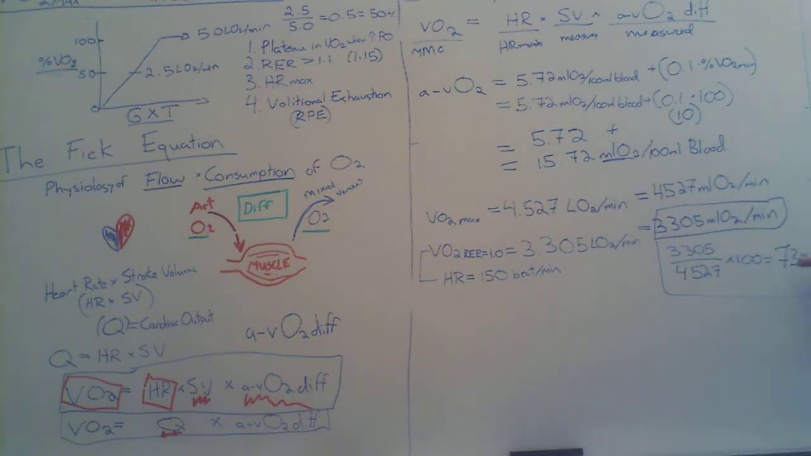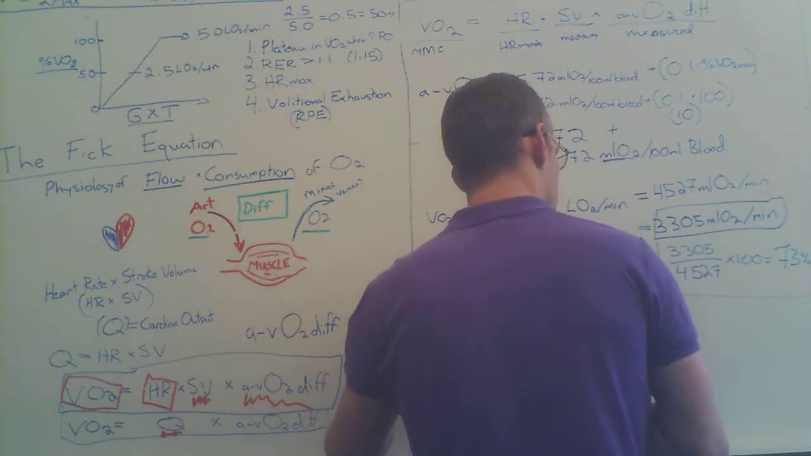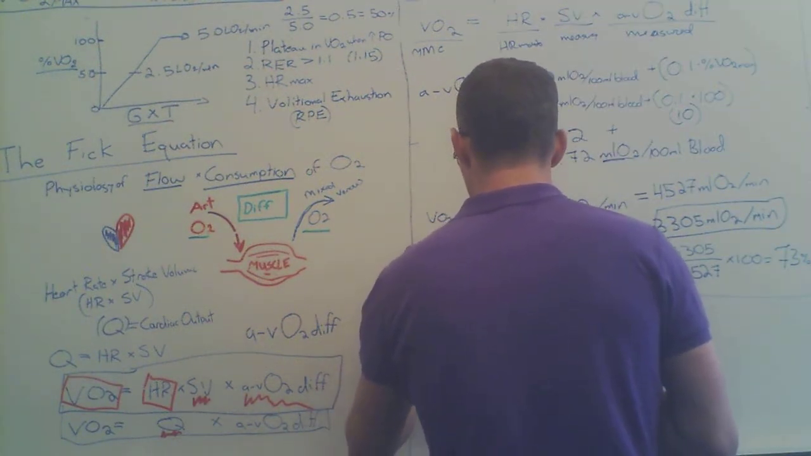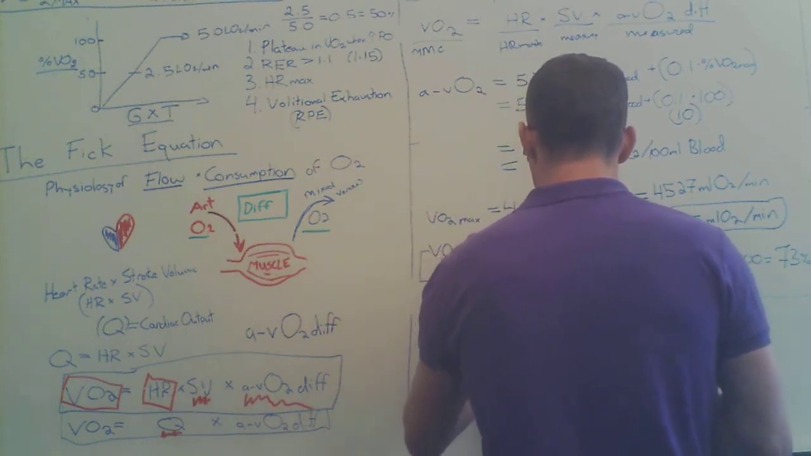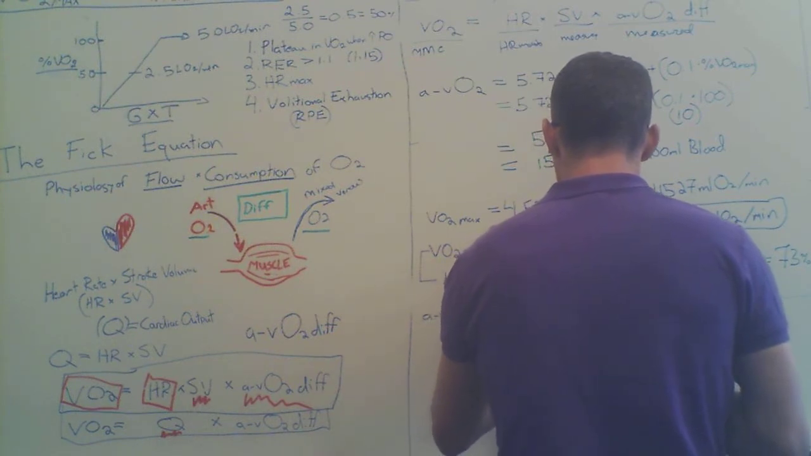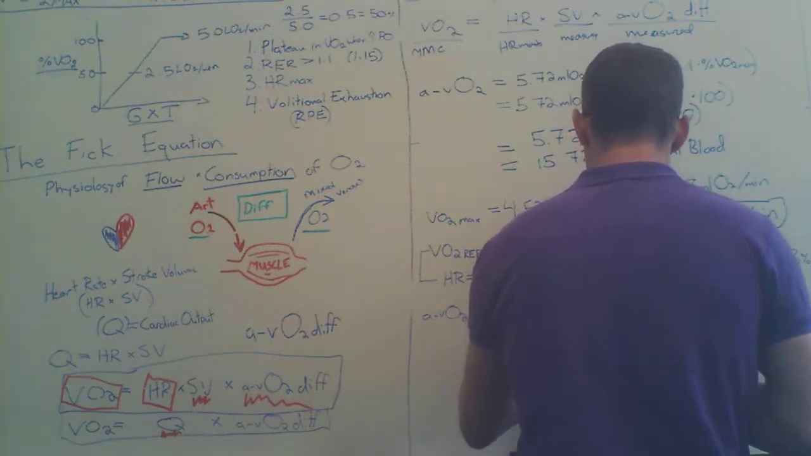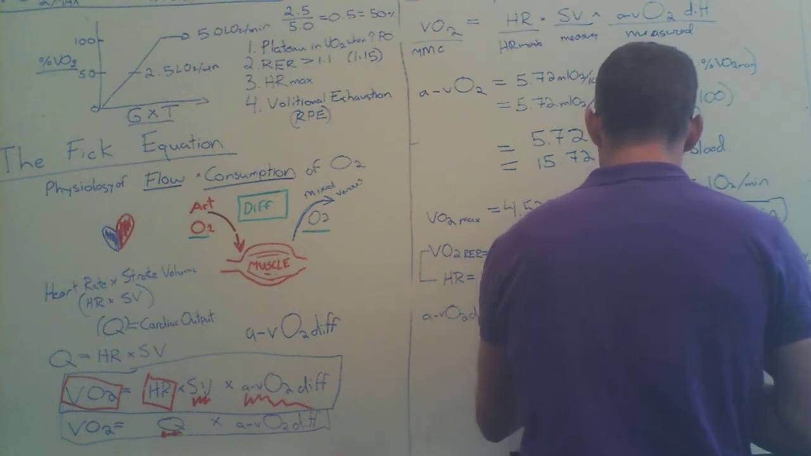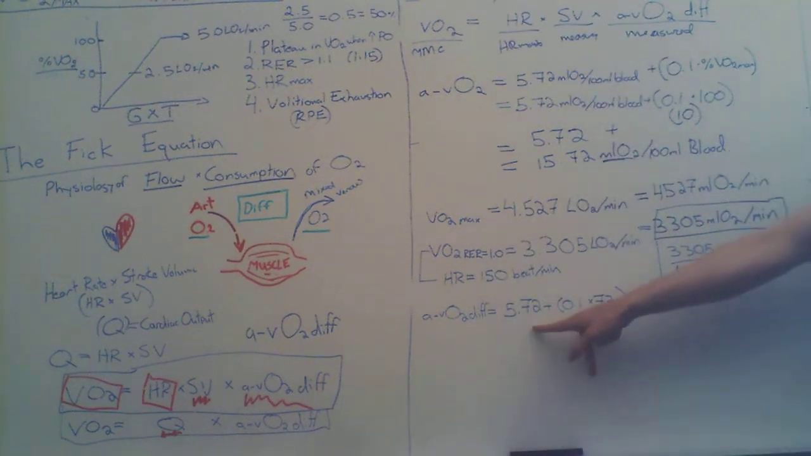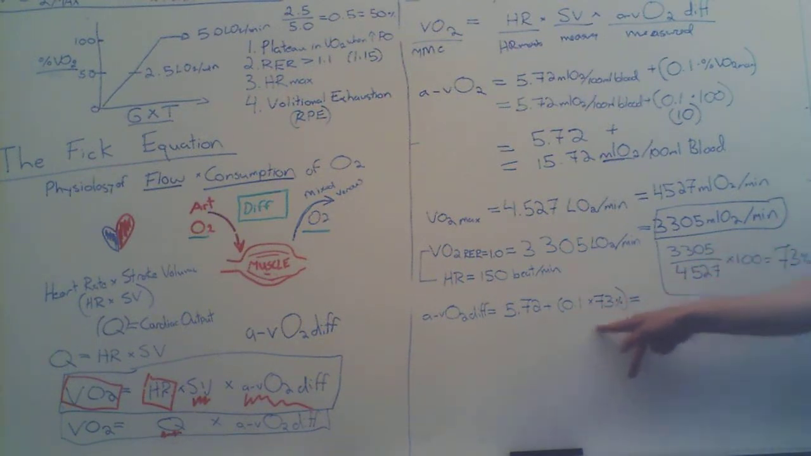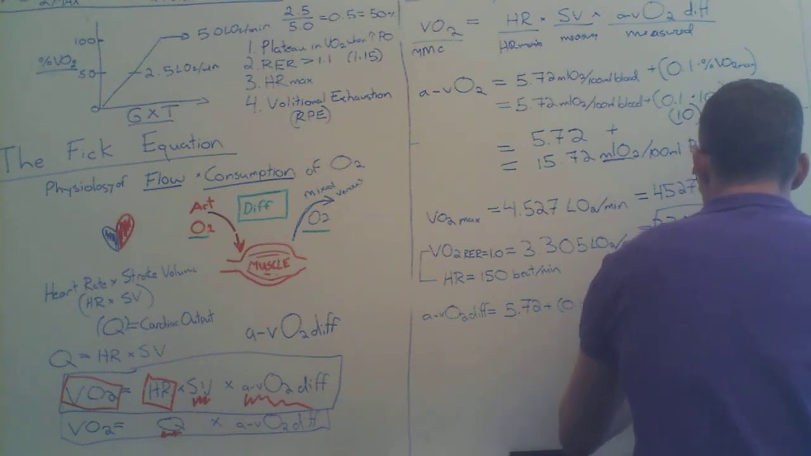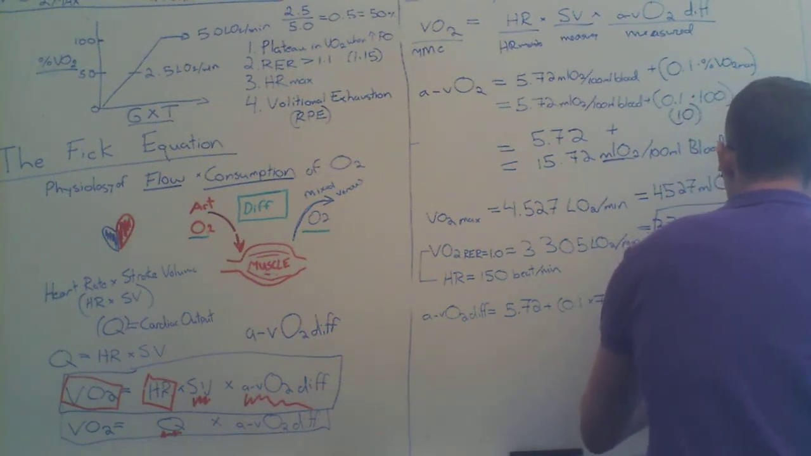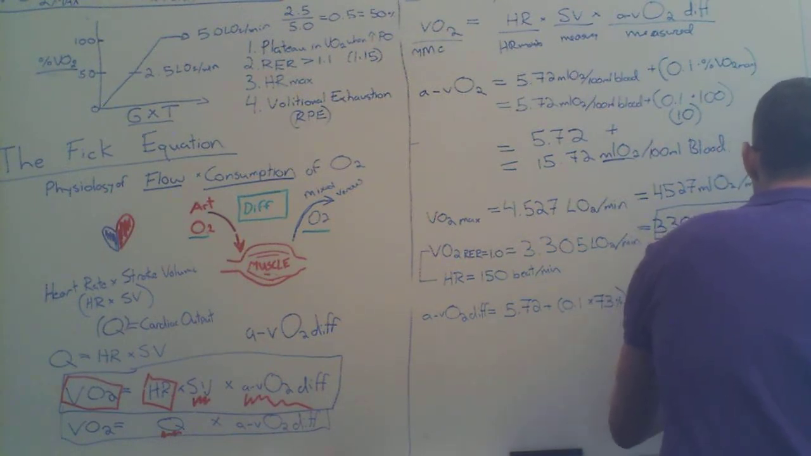Now we can take this number and insert it into the Stringer method. So A minus VO2 difference is equal to 5.72 plus 0.1 times 73%. Okay, do the math, and the number we get is 13.02 milliliters of oxygen per 100 milliliters of blood.